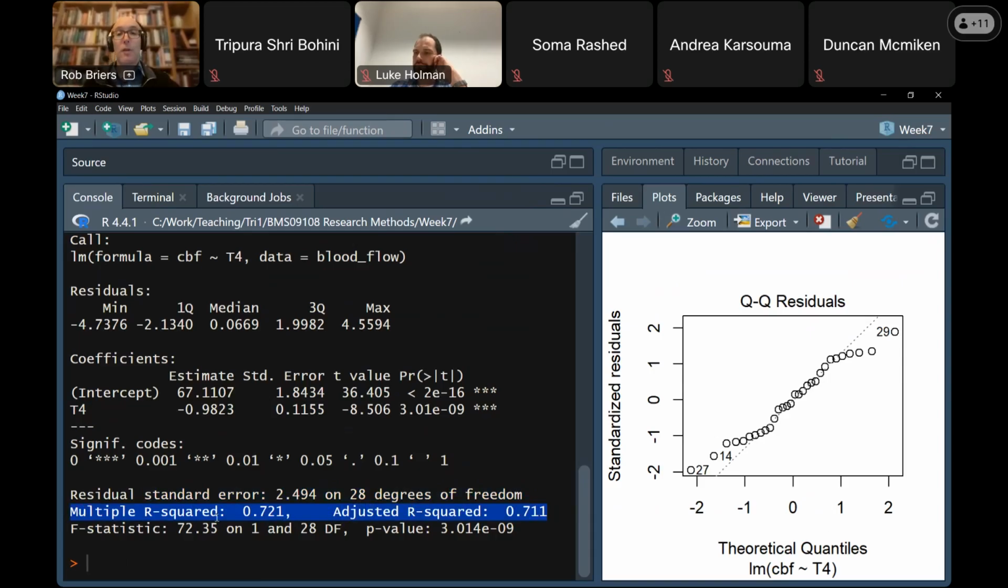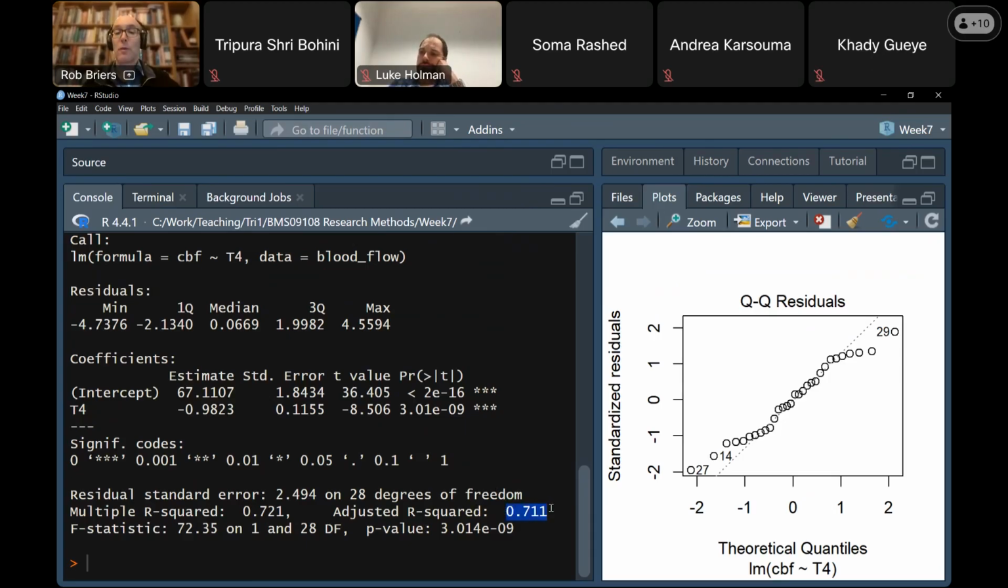This basically tells you the proportion of the variation in your response that is explained by your predictor. So this number, and we always just look at the adjusted R squared, is the one that we always look at because that's the one that's still the correct one, shall we say. This tells you how much of the variation in our cerebral blood flow is explained by T4.